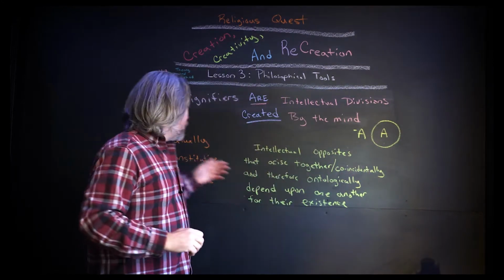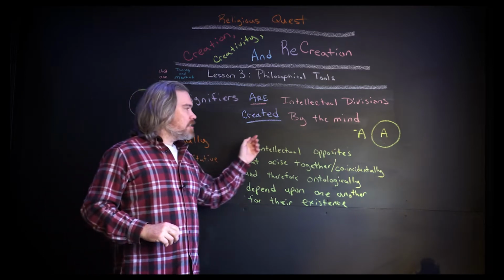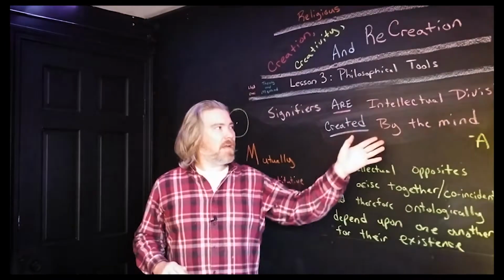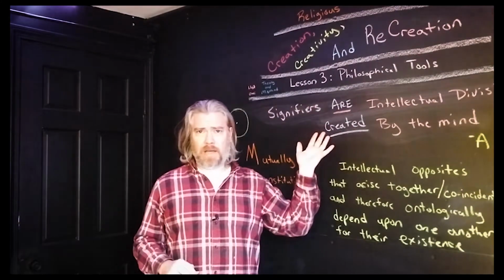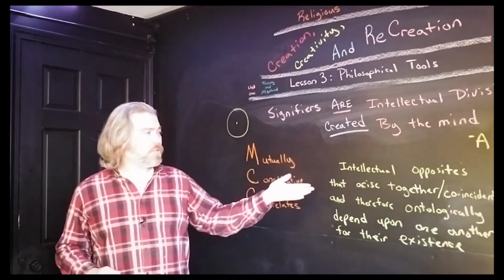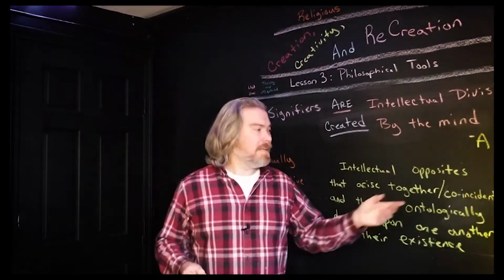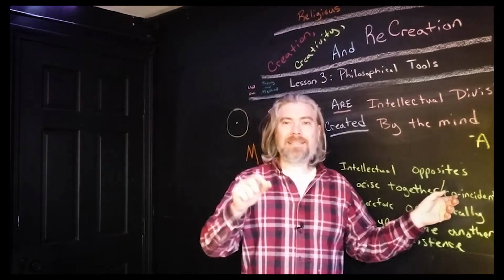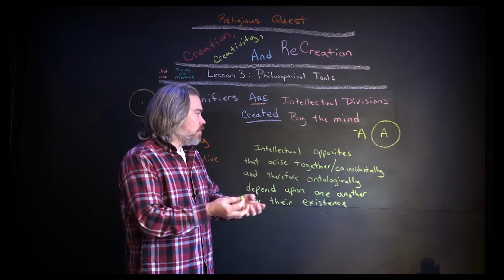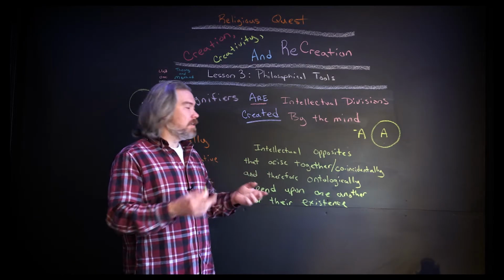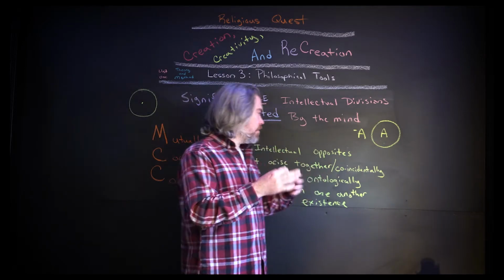So let's give a definition of MCCs, or mutually constitutive correlates. They are intellectual opposites, A not A, red not red, cup not a cup, whatever. Intellectual opposites that arise together or coincidentally. They arise in the same incident, the incident in which they find their origin or their creation is dependent on one another. They're coincidental.